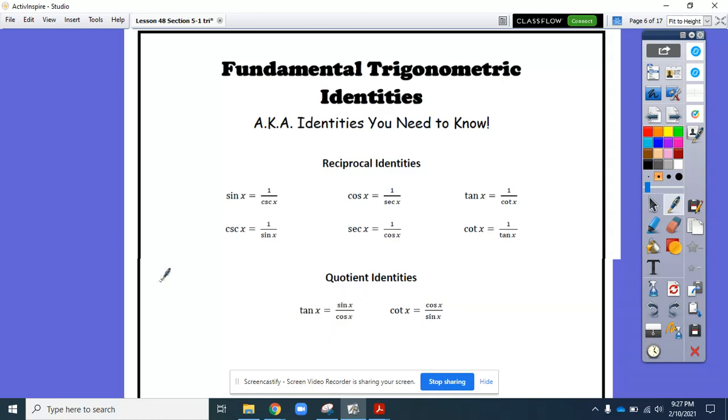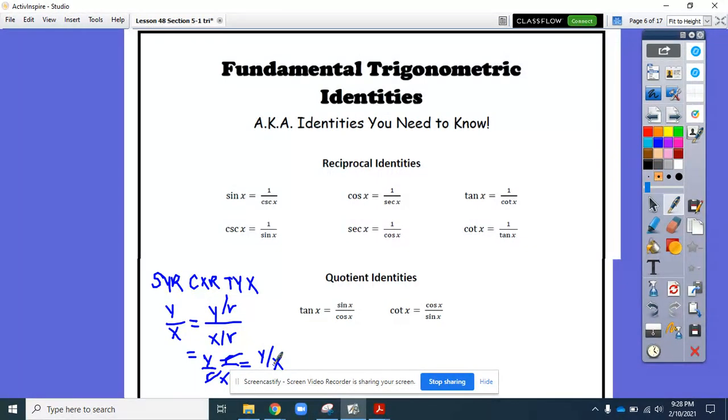How is that true? Think about the unit circle. If we say tangent is y over x, is that really equal to the sine, which is y over r, over the cosine, which is x over r? And we can show it. y over r times r over x simplifies. The r's cancel out to y over x. So that's just showing you that it does work based on things that we know how to deal with.